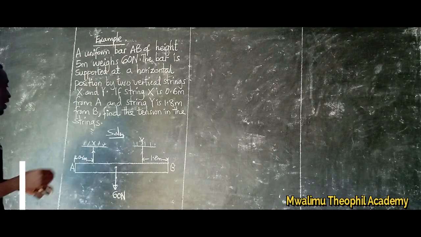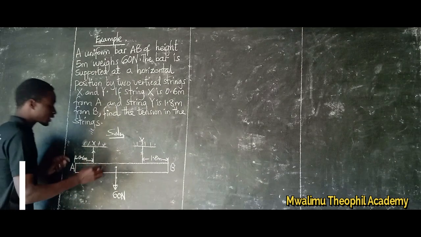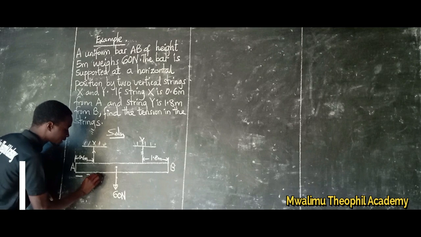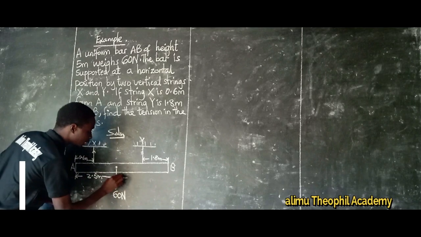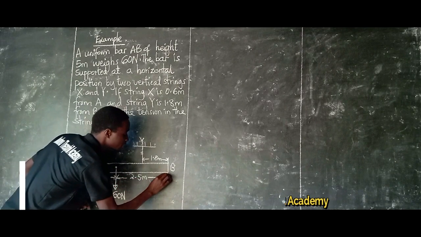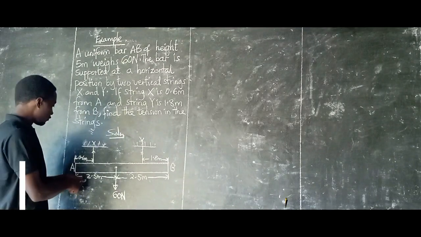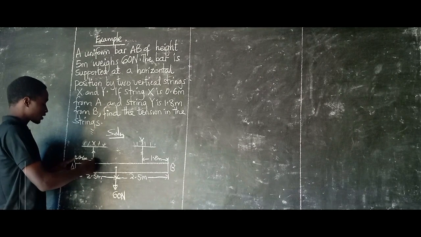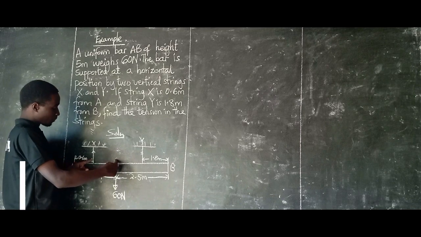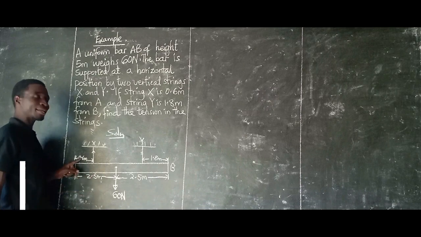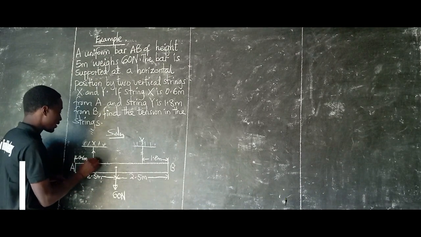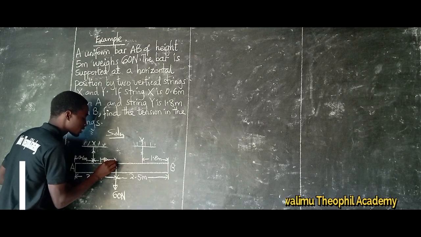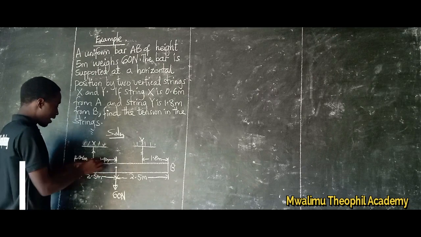Now we are interested in the distance between these two strings. We've said that the weight acts at the center, so it means that from one end up to the center is 2.5 meter, and the same from the other end up to the center, 2.5 meter. The total length of this bar is 5 meter. So if from the end A up to the center is 2.5 meter and up to string X from the end A is 0.6, then to get the distance from the center up to string X is 2.5 meter minus 0.6, whereby we get 1.9 meter. So this is the distance between the center of the bar and string X.